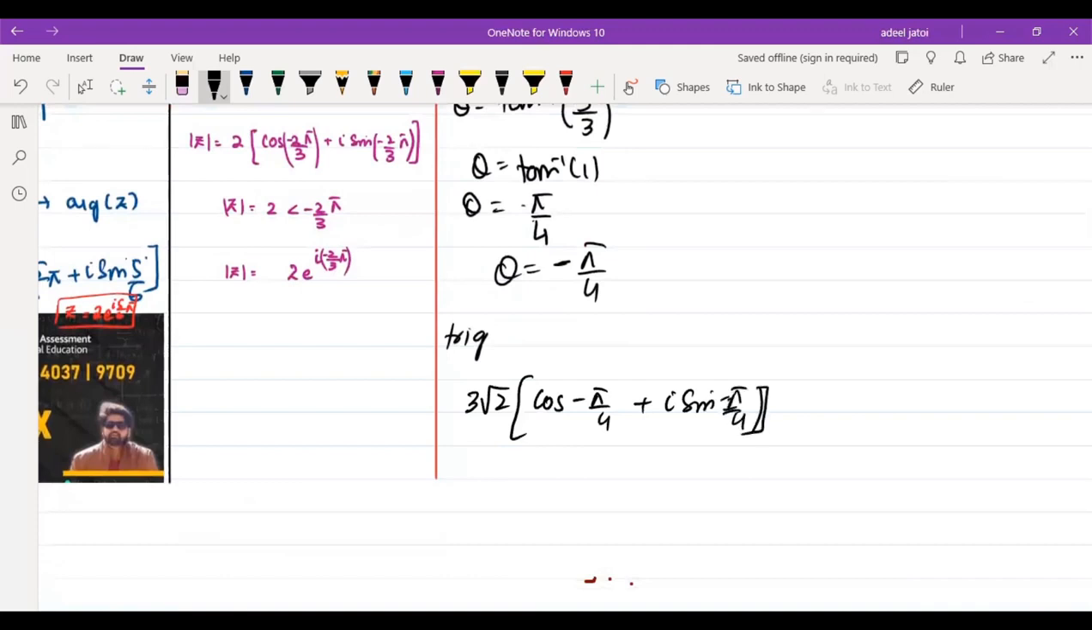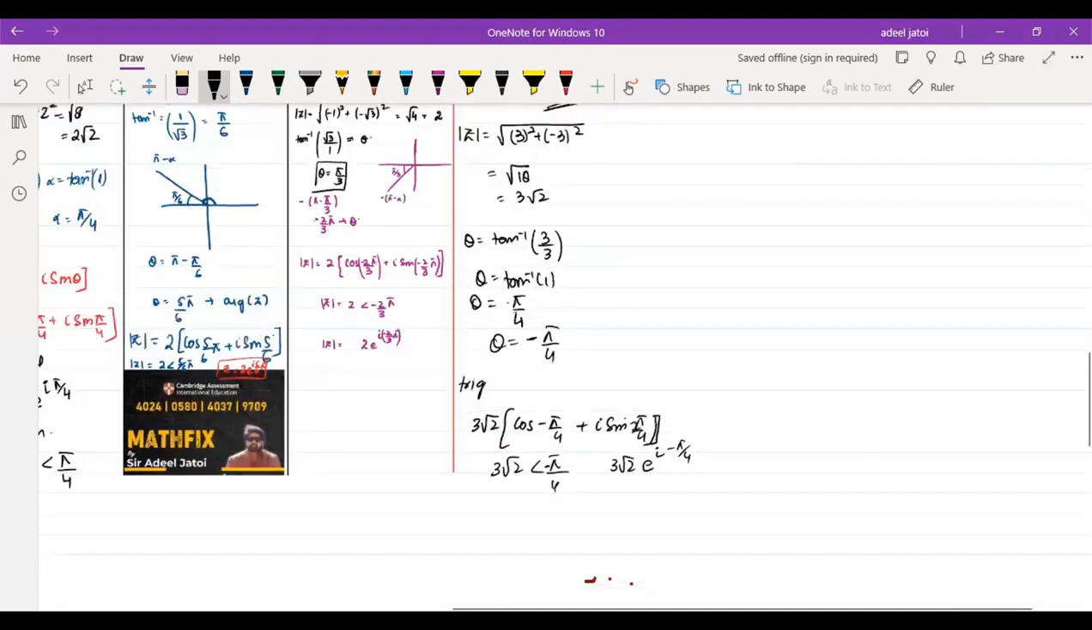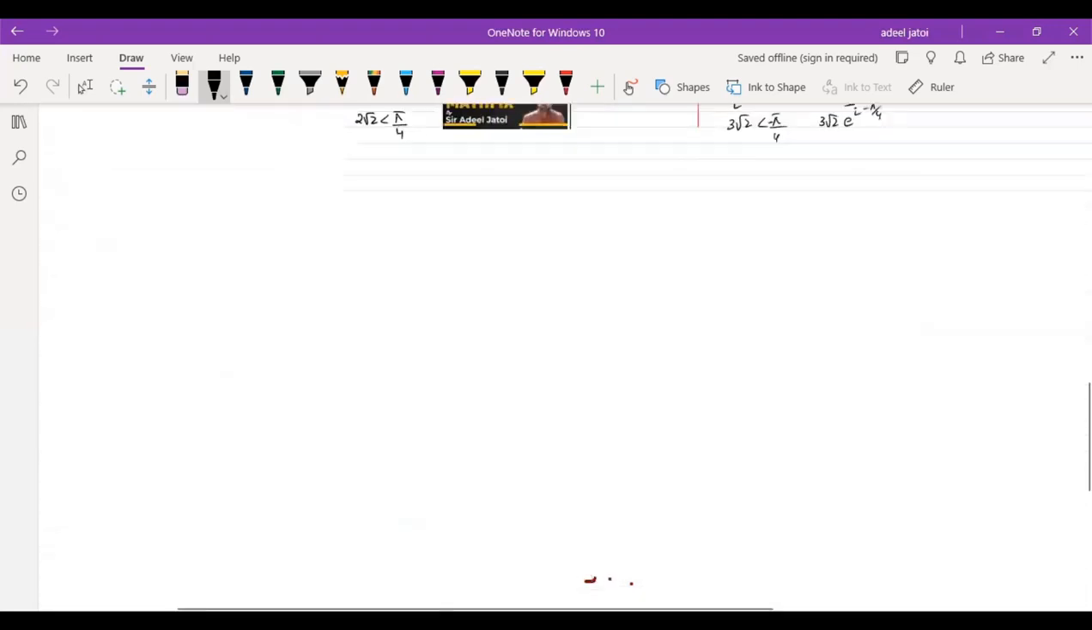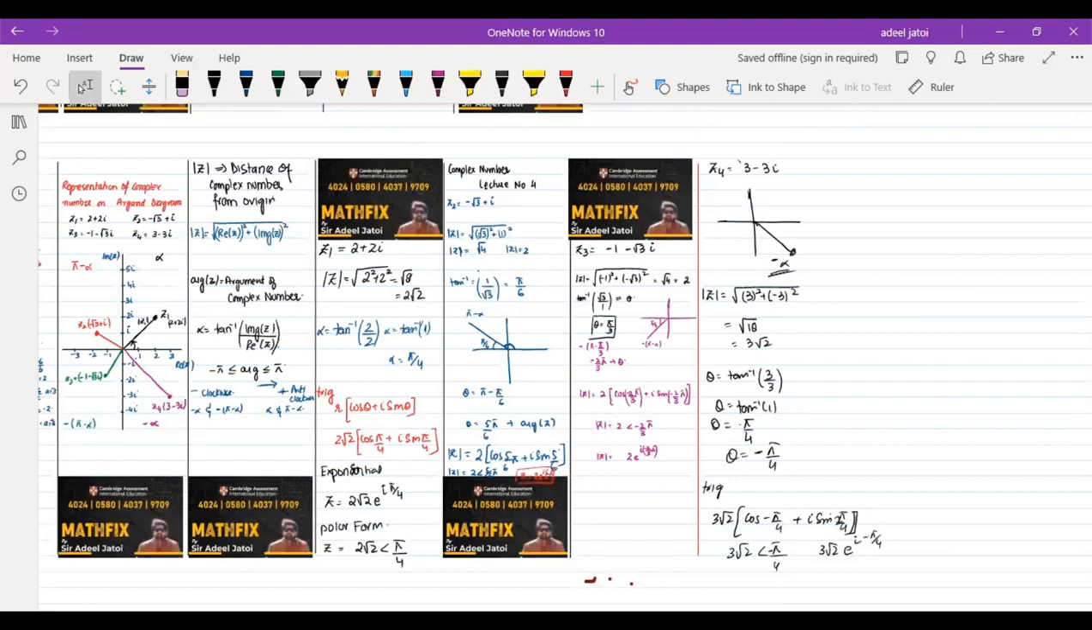This becomes your trigonometric form. Whereas for 3 under root 2, we have the polar form, so directly we can write down 3 under root 2, negative pi upon 4. And then we also have 3 under root 2 exponential iota negative pi upon 4. So we already know that we have 3 different options to write down the angles.